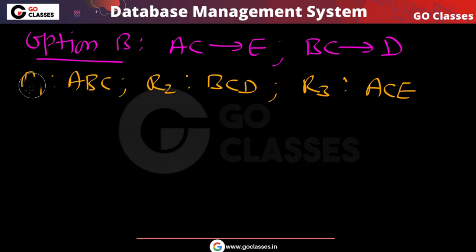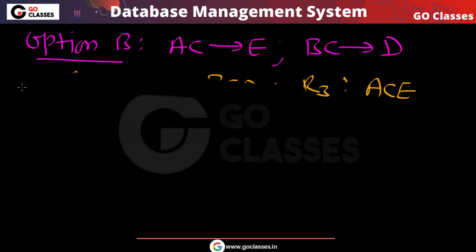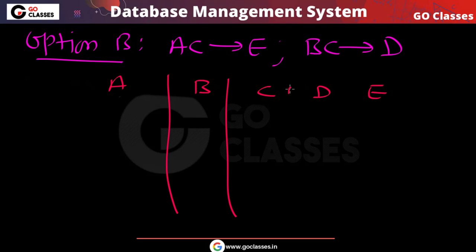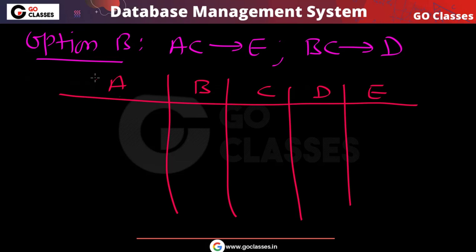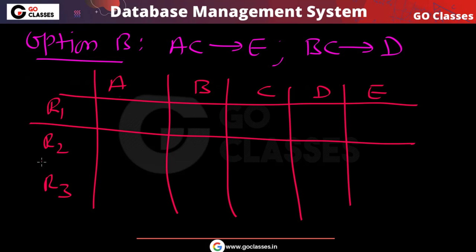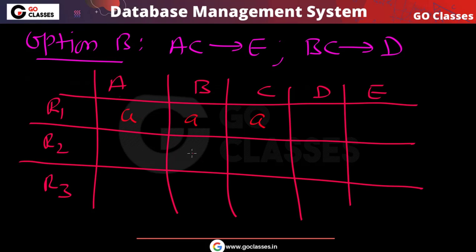You can notice ABC, BCD and ACE. These are the relations that we have. So let's apply the chase algorithm. Again there will be A, B, C, D, E. These are our attributes. Again, you will create the table. This is R1, this is R2, this is R3. Here we have ABC, so this will be entry A. Here we have BCD, so here will be this entry, and here we have ACE. So these will be the entries. This is the initial setup. After this initial setup, let's see what we can do.